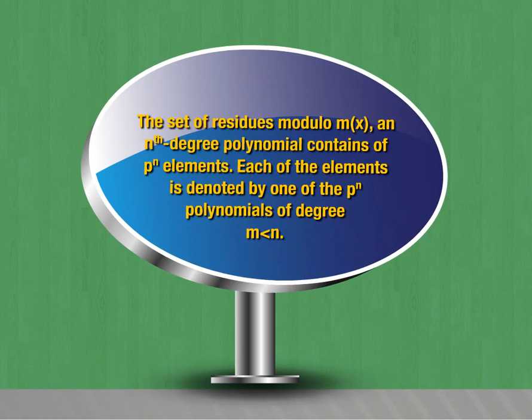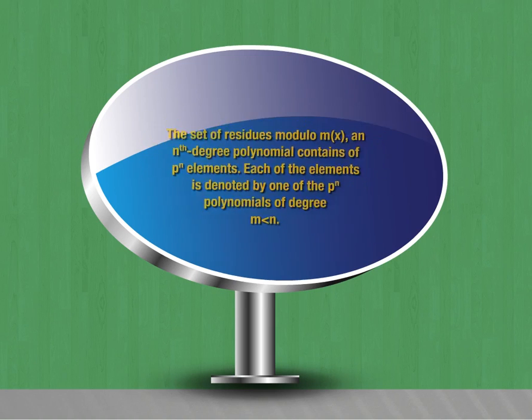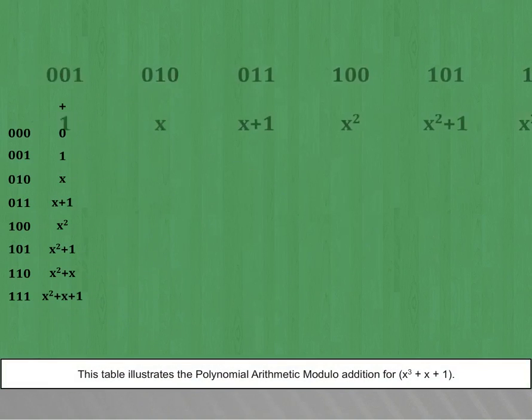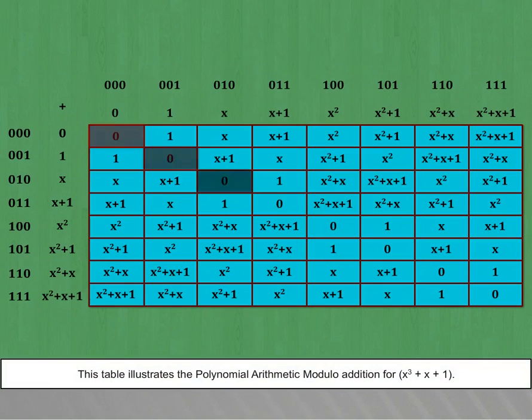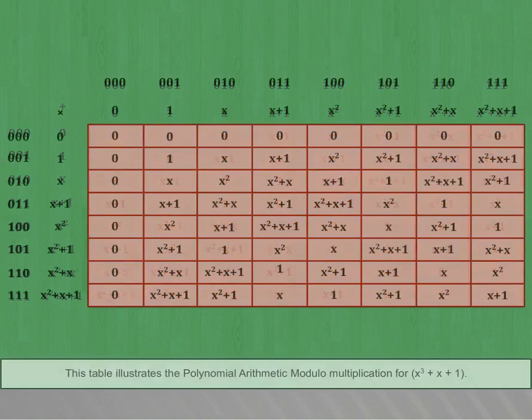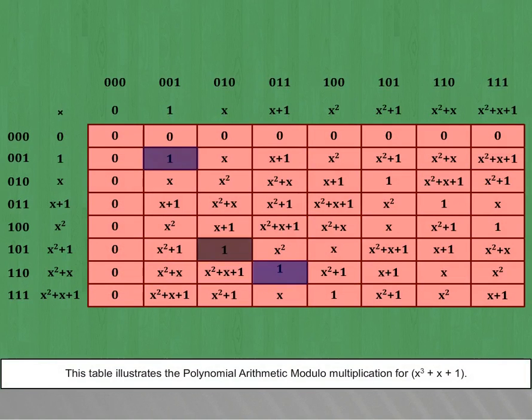The set of residues modulo m(x), an nth degree polynomial, contains p^n elements. Each of the elements is denoted by one of the p^n polynomials of degree less than n. This table illustrates polynomial arithmetic modulo addition for x cubed plus x plus 1. This table illustrates polynomial arithmetic modulo multiplication for x cubed plus x plus 1.